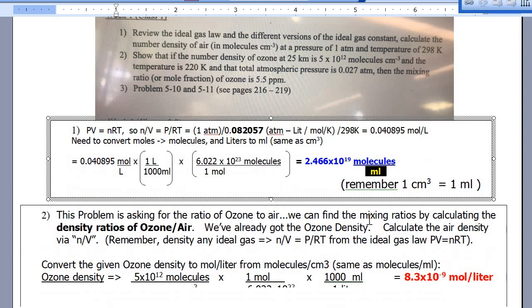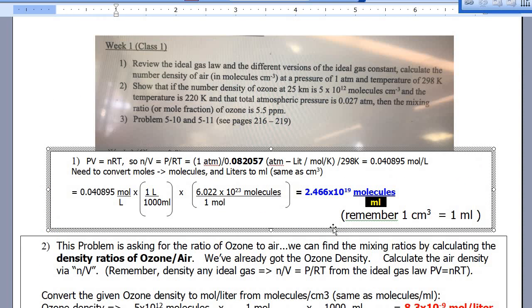Okay. The next one, these are both worded poorly in my opinion, but I'm just kind of critical. Number 2 says show that if the number density of ozone, I mean, who talks that way, high up at 25 kilometers, which we're not going to use, we just know the pressure is going to be low. If you're up high, we know you're going to have almost no atmosphere going into space.